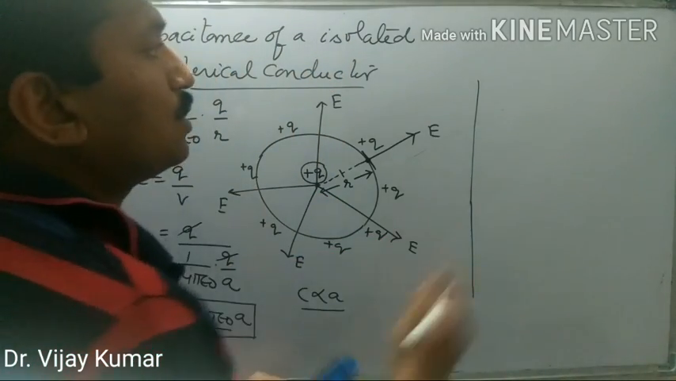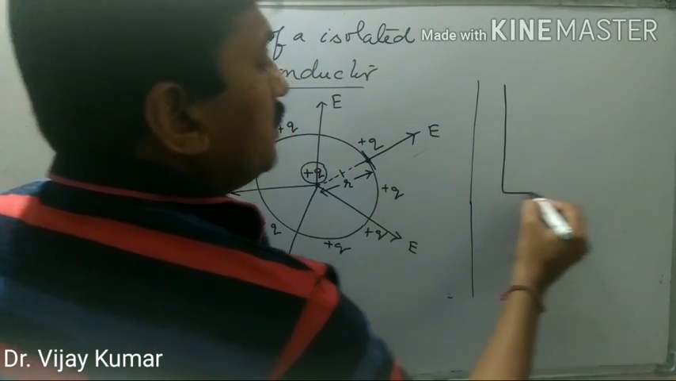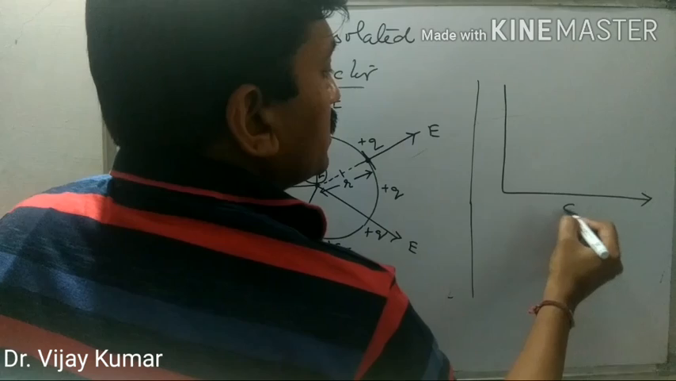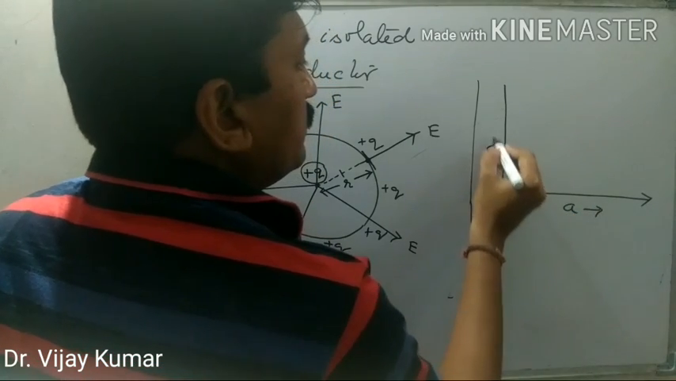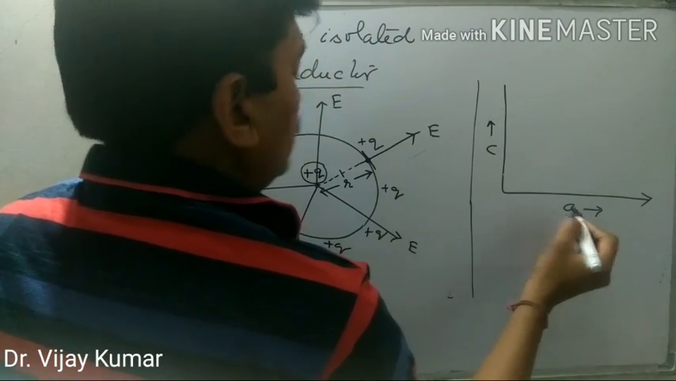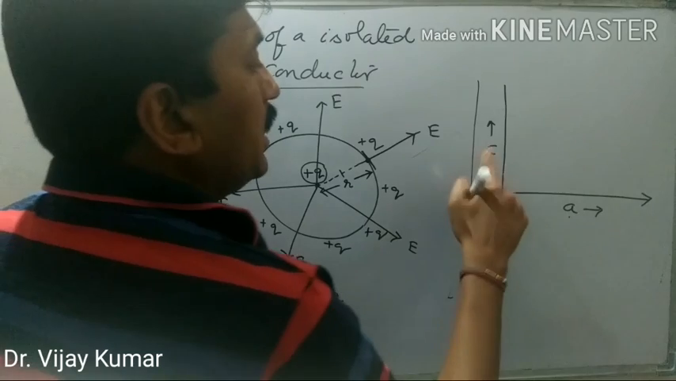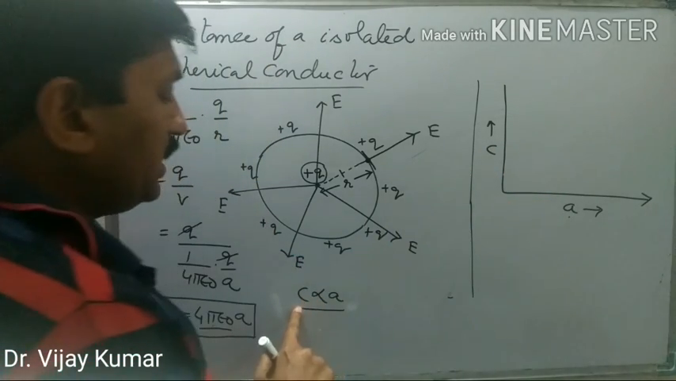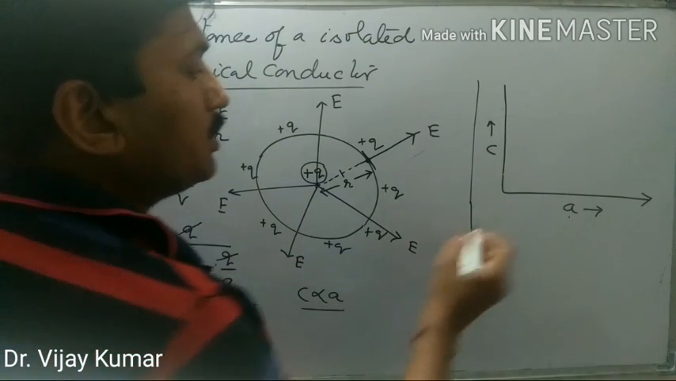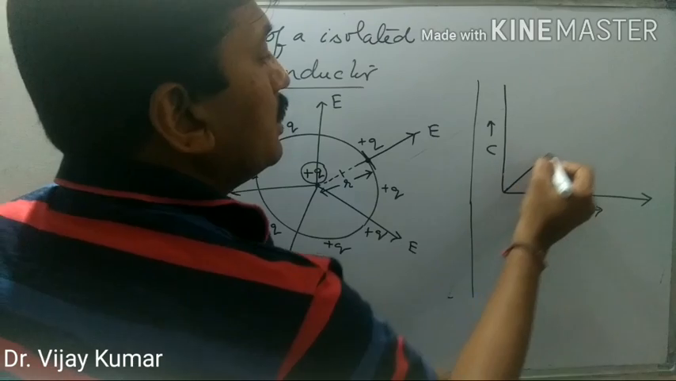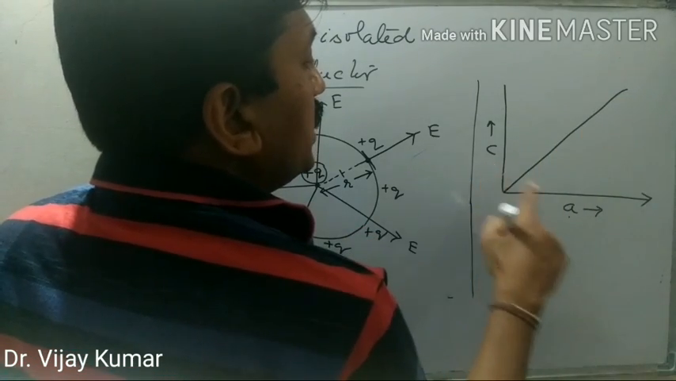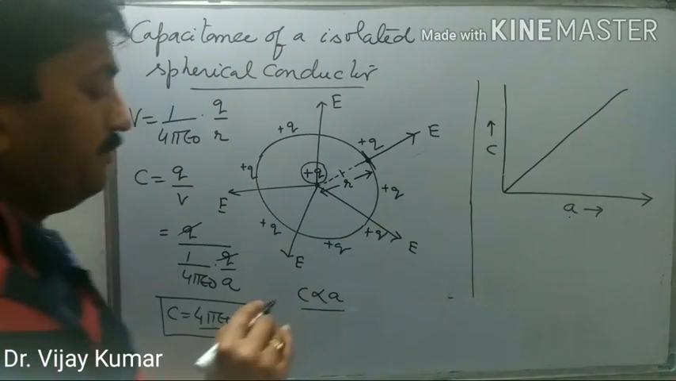We can also draw a curve between capacity and radius of the sphere. On the X-axis we take radius of the sphere, and this is capacity, and we know that C is directly proportional to a. It means the curve between C and a should be like that.